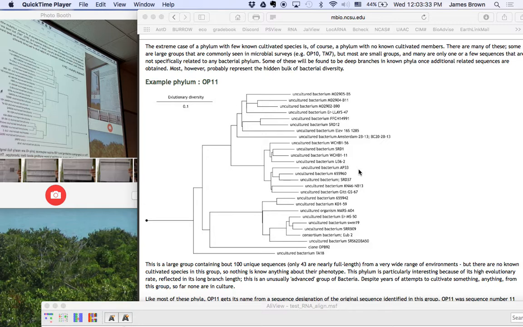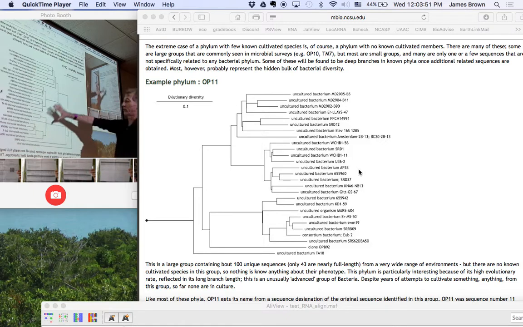And you see what you get, right? In the old-fashioned way, you get maybe a dozen sequences out of the environment. These days, you might get 500,000. And so you get a pretty good representation of what is out there in an environment without the need to cultivate them. And in many cases, those organisms are not cultivatable.